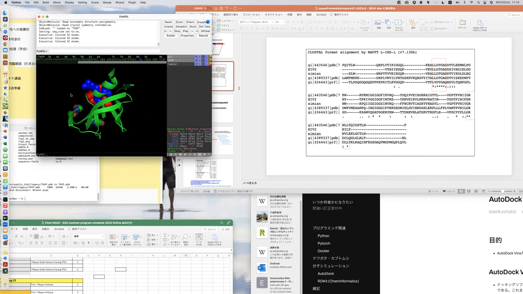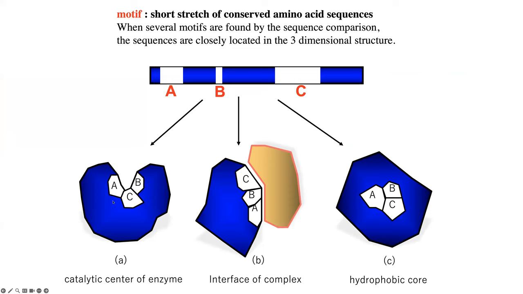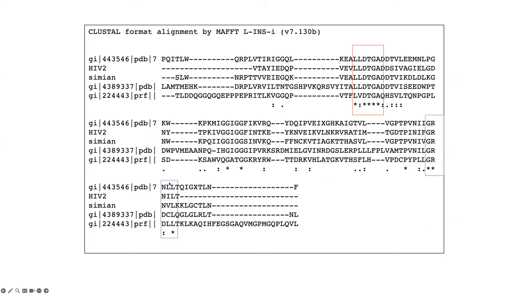Okay, so retroviral proteases fit this case. So the motif region constitutes the active site of the enzyme. So by detecting the motif region, or stretch of conserved residues, we can predict the functional site of the retroviral proteases, or HIV proteases.